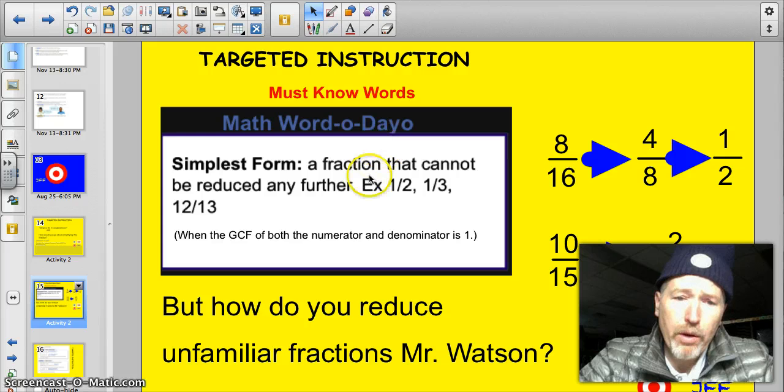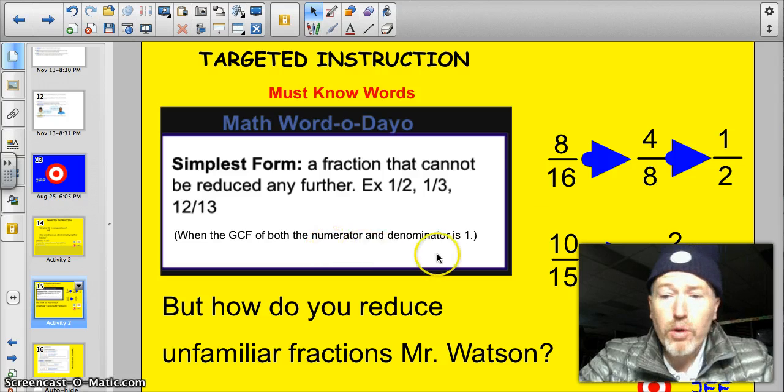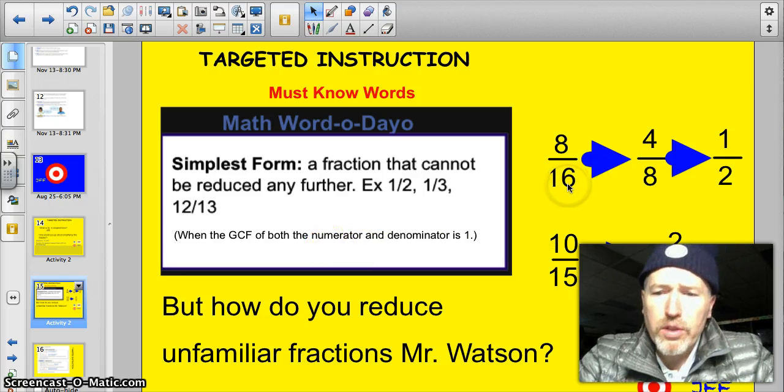Our math word of the day, simplest form, is simply a fraction that cannot be reduced any further, like 1/2 and 1/3 or 12/13. So when the greatest common factor of both the numerator and the denominator is 1, you know you're done. Take a look at these two examples here.